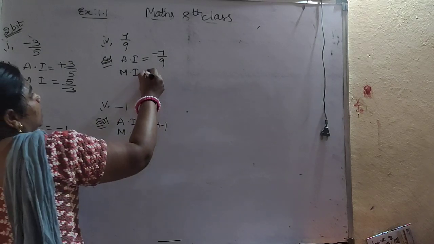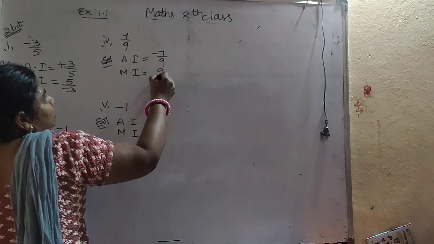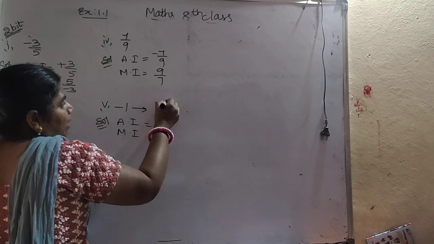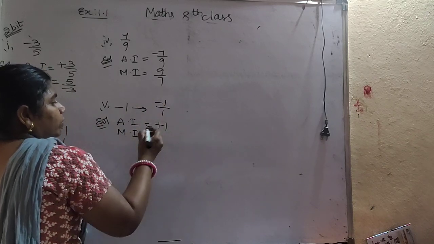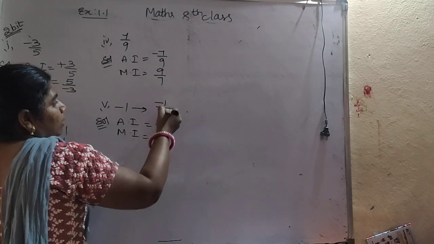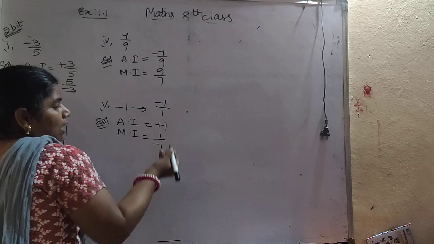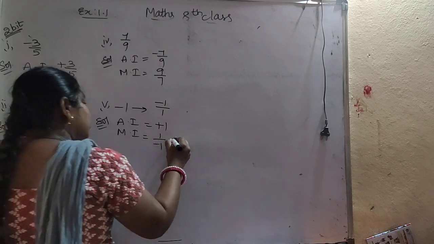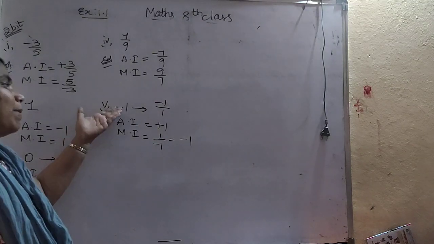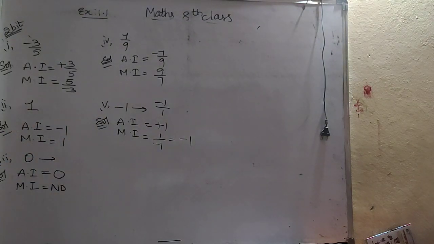In this, if you reverse, that will be 9 by 7. In this minus 1, you can write it in the form of minus 1 by 1. If you reverse this, again it will be 1 by minus 1. Minus 1 by 1 is nothing but minus 1. 1 by minus 1 is also nothing but minus 1. So the multiplicative inverse of minus 1 will be minus 1 itself.